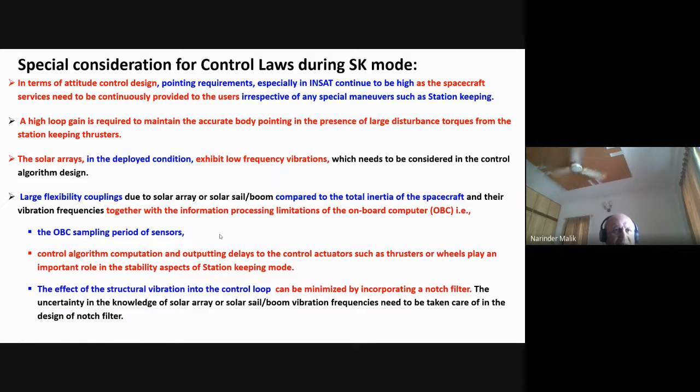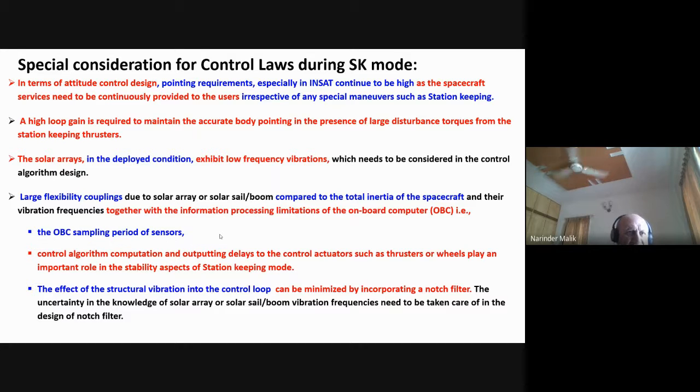Now let me come to a very special consideration for control loss during station keeping mode. Spacecraft, like our communication satellite, must provide services on a 24-hour continuous basis, non-stop. Now you also have to carry out maneuvers to adjust the orbit, and for that you have to fire thrusters. Thrusters produce large disturbances, and yet you want to maintain the pointing. So it becomes a very difficult situation.